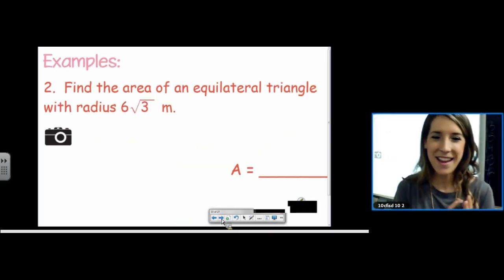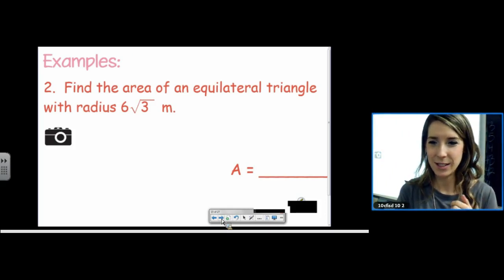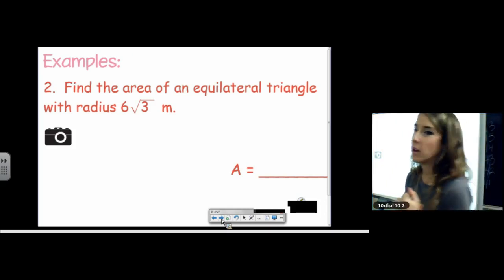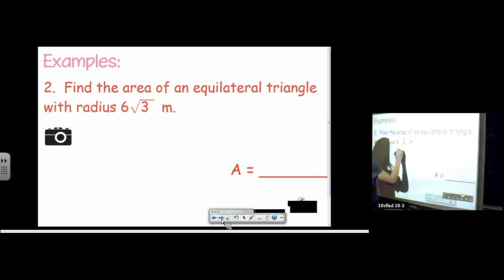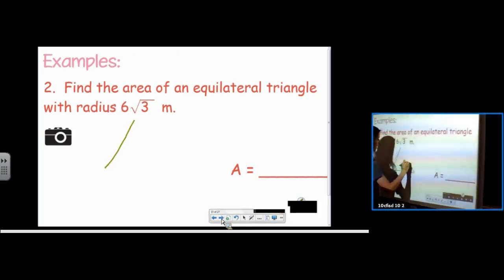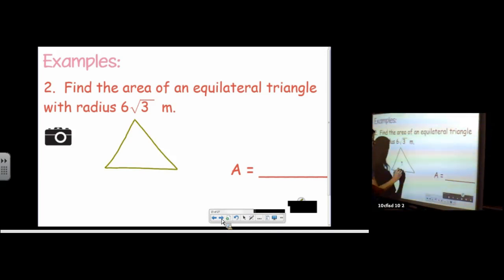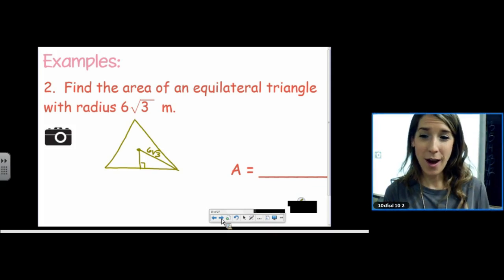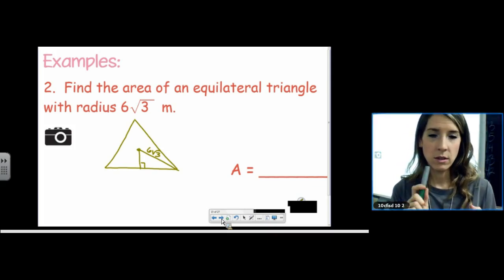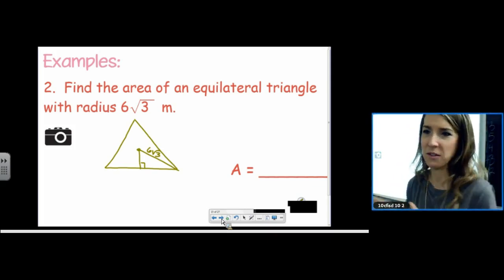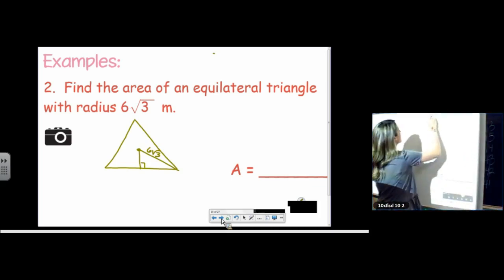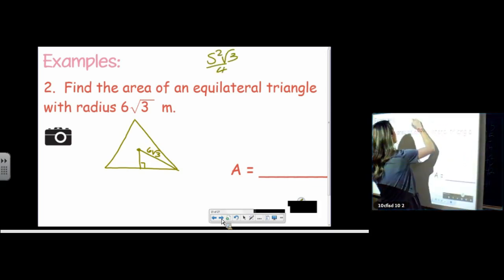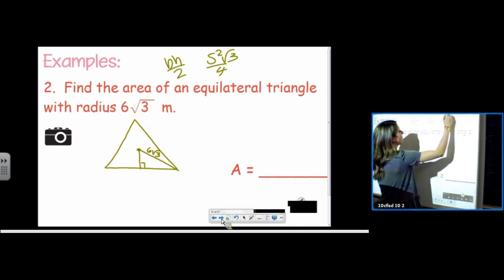Find the area of an equilateral triangle with radius 6 root 3. All right, so let's draw it. An equilateral triangle, that's a regular polygon, with radius 6 root 3. So now we have the option, when we are given a triangle, if it's equilateral, to do base times height divided by 2. We could do side squared root 3 over 4. Or we could do our new formula.